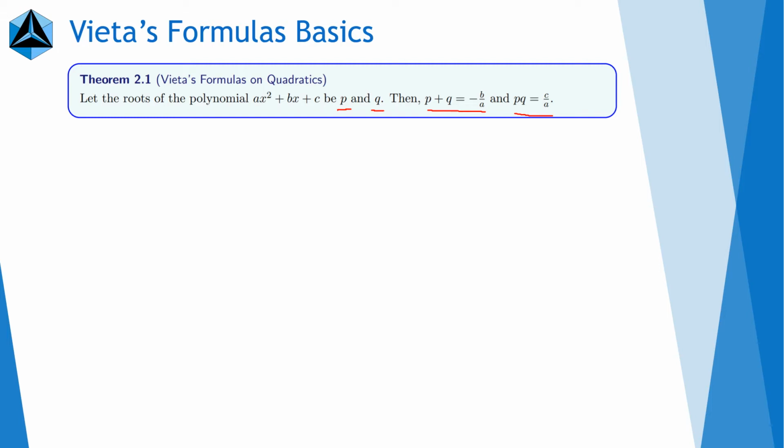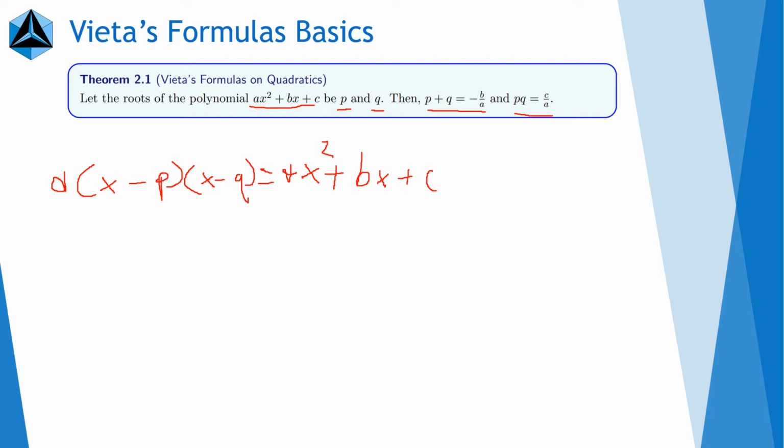The proof of this is quite basic. For any polynomial, we can factor it like this: a times (x minus p) times (x minus q). We know that p and q are zeros, or roots, of this function, because if we plug them in, it makes one or both of these factors equal to 0, which makes the entire thing equal to 0. So this is equivalent to the polynomial we put in the formula, and has to be equal to ax squared plus bx plus c.